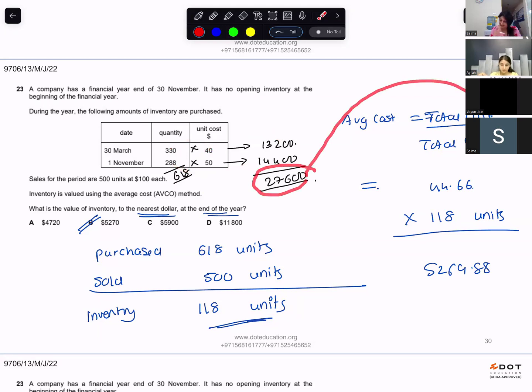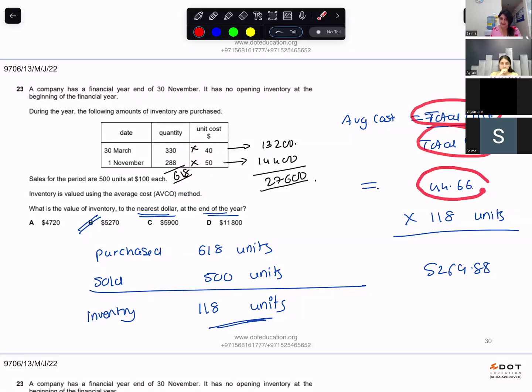So average cost will be total cost divided by total quantity. So per unit it is 44.66. Now I want to find closing inventory. How will I find closing inventory?